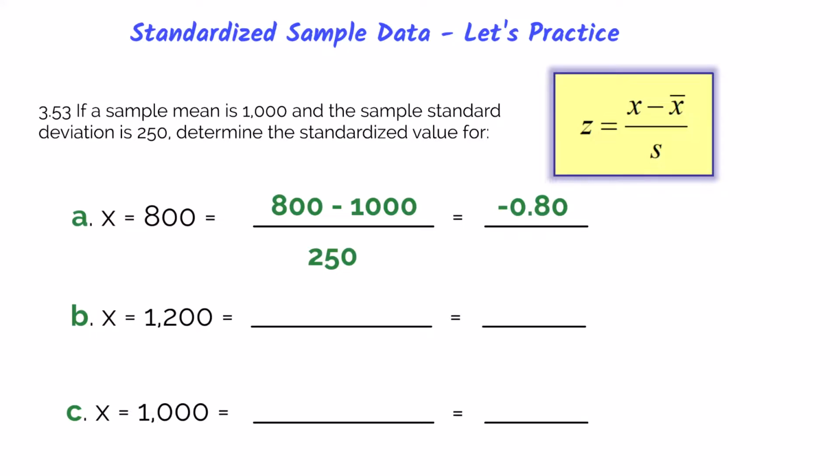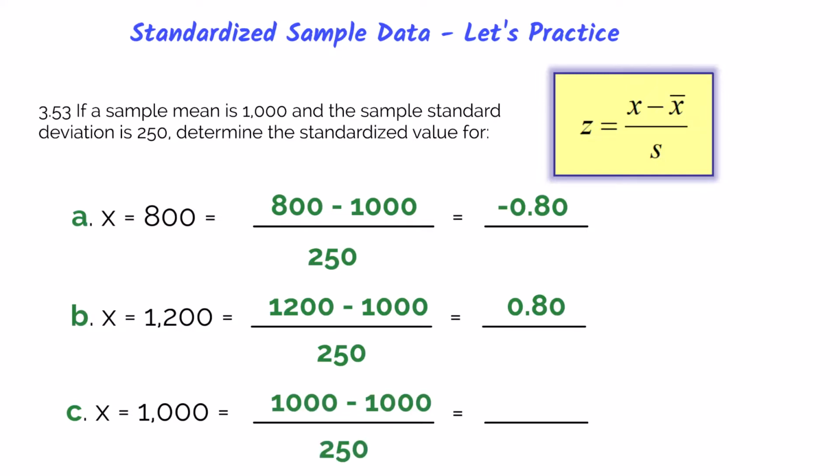In B, our x value is 1,200. Plugging that into our formula, we'll take 1,200 minus 1,000 and divide by 250, and we get 0.8. You'll notice the mean and standard deviation did not change. The only thing that is changing is our x value. In C, our x value is 1,000. Plugging that into the same formula, we get 1,000 minus 1,000 divided by 250, and we get 0. Our x value was the same as the sample mean, so we can say we're 0 standard deviations from the sample mean.